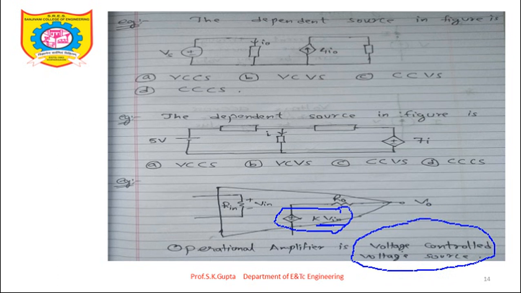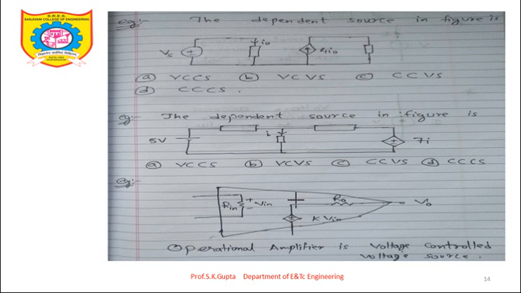Once again I will repeat: here a diamond is shown, that means it is a dependent source. Inside the diamond a plus minus sign is written, that's why it is a voltage source, and here again a voltage is written with some constant, that's why it is voltage controlled. That constant is nothing but the gain of the op-amp. So the operational amplifier is a voltage controlled voltage source.